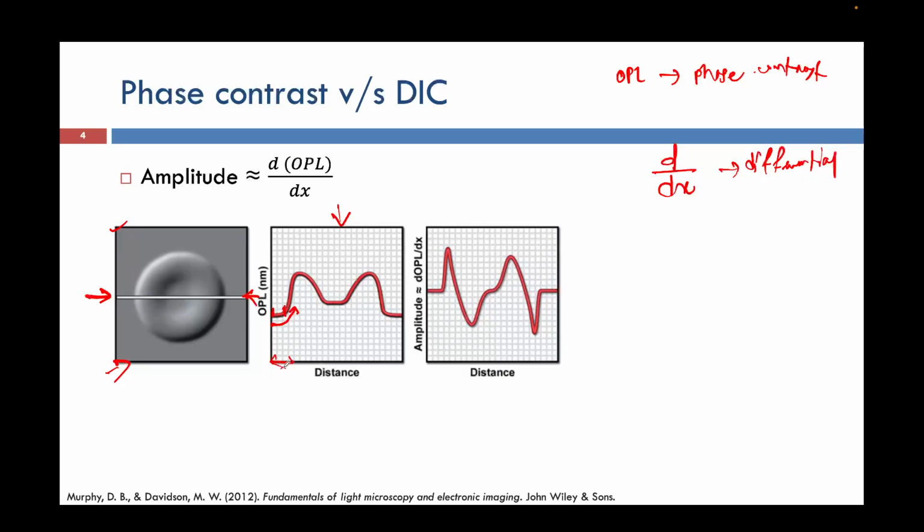So the gradient, or the derivative, of that optical path length, since it is constant, is almost 0 here, right? And when it starts increasing up to a certain point, then you can see the variation in the optical path length from here to here. You can see it starts increasing.